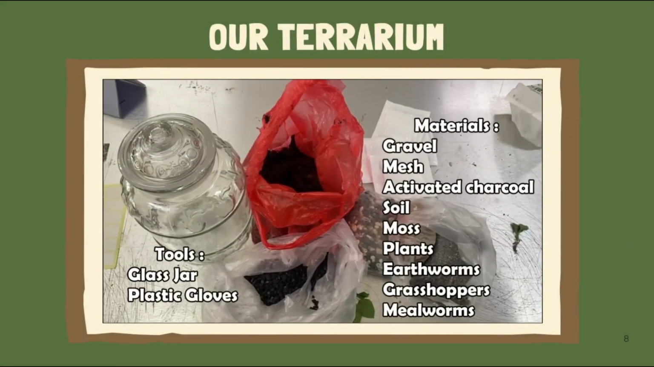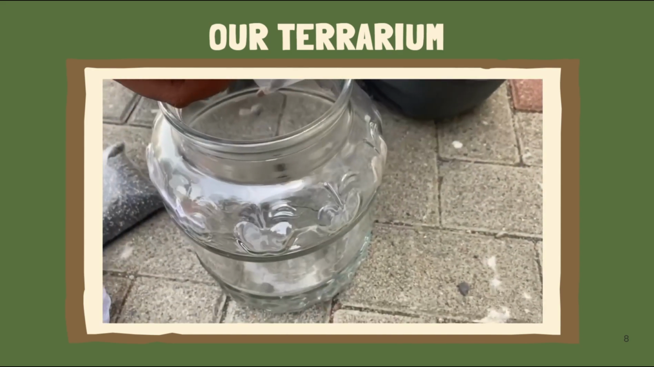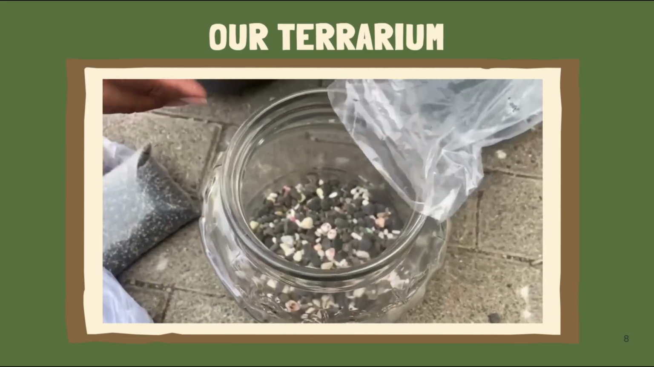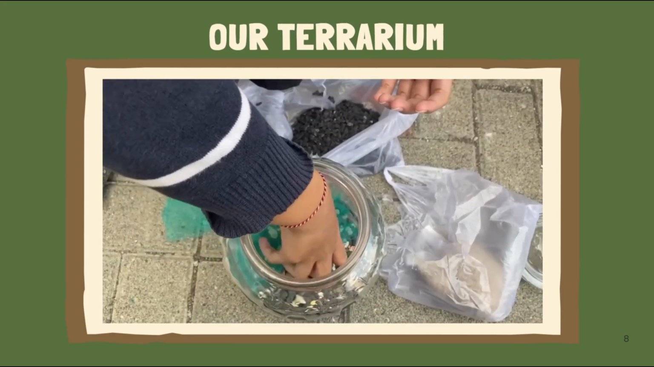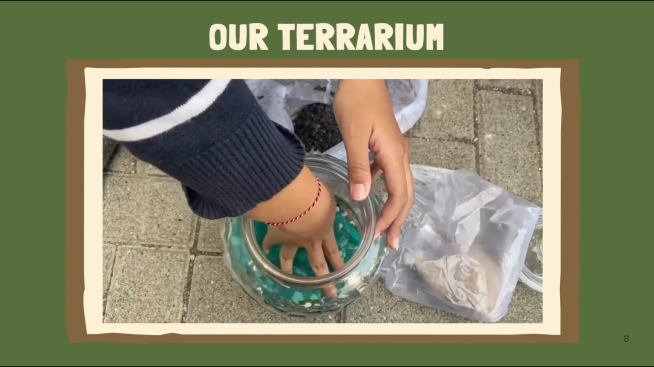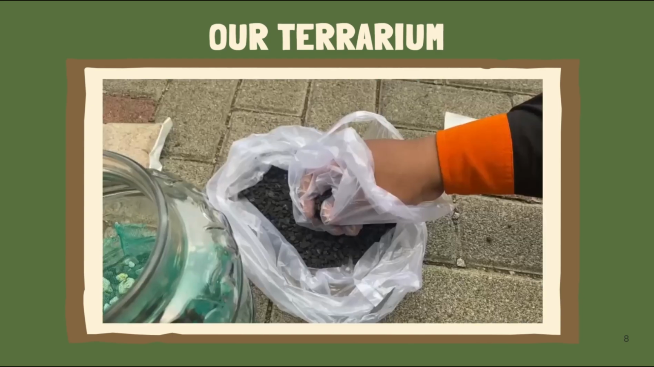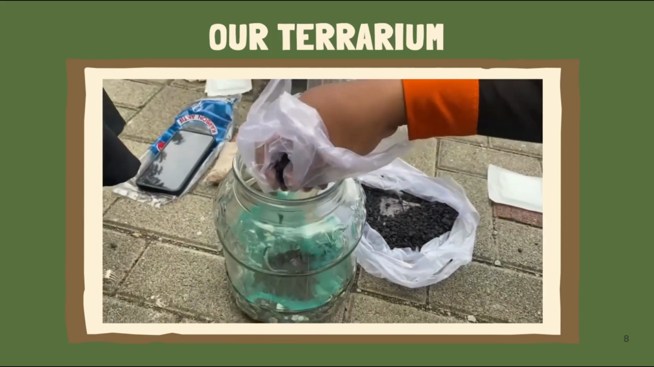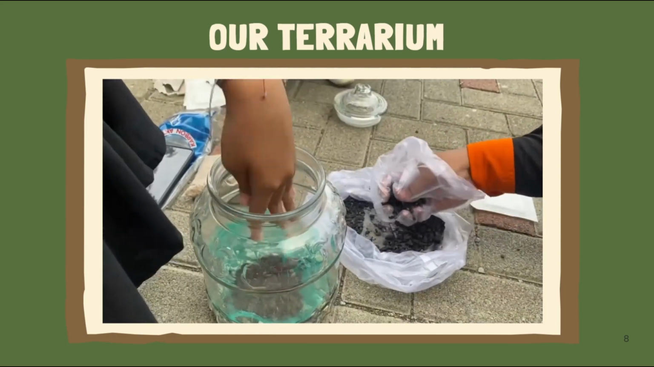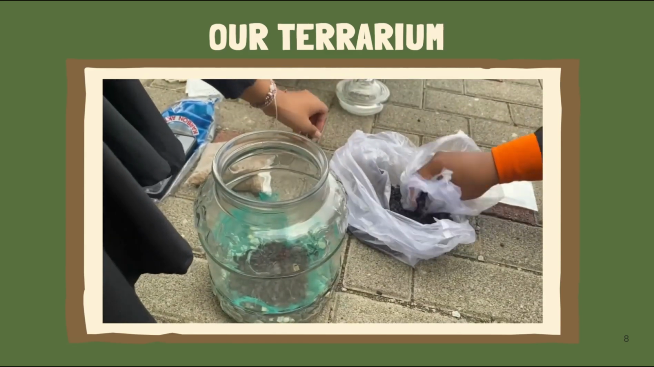Before starting the terrarium making process, we first prepare the necessary tools and materials. First step, we put in gravel at the bottom part of the terrarium. We use a mesh barrier to separate the drainage layer from the soil mix. After that, we added activated charcoal on top of the layer of stones to help absorb odors and keep the moisture clean in the terrarium.